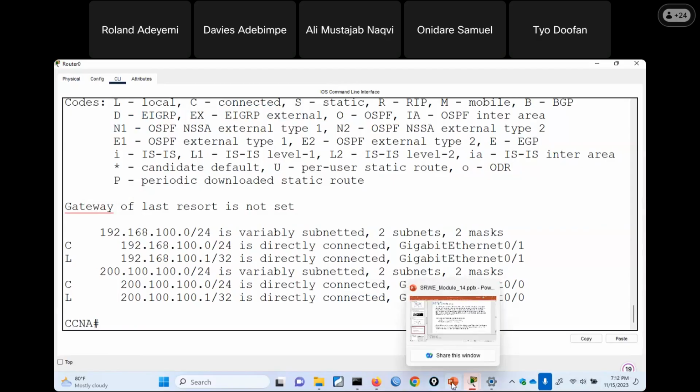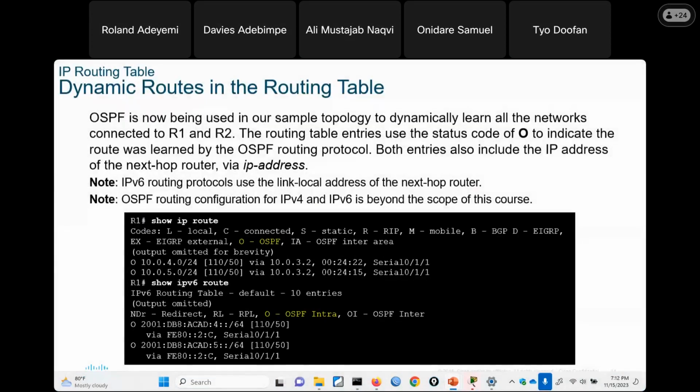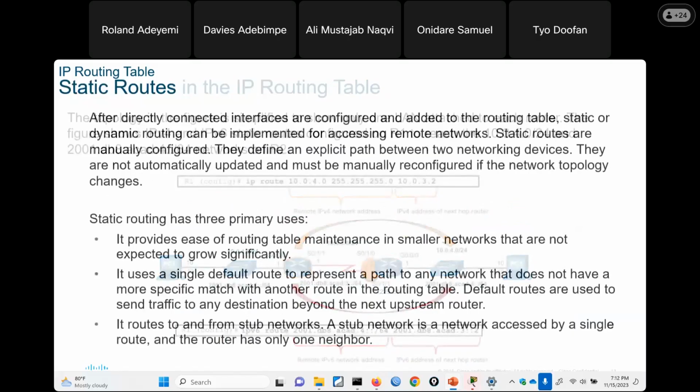But what if it is a remote network? You have to use the administrative distance. If there's more than one piece of information, it has to break the tie. This is the administrative distance, because we are using OSPF. When you see static routes, the static route is going to be 1.